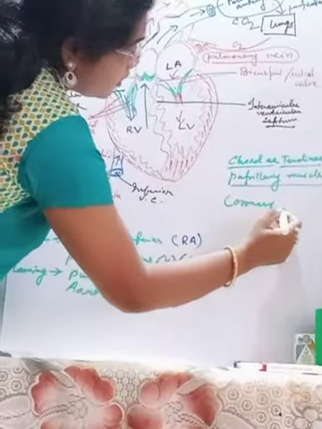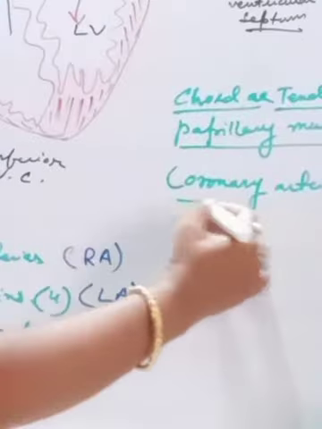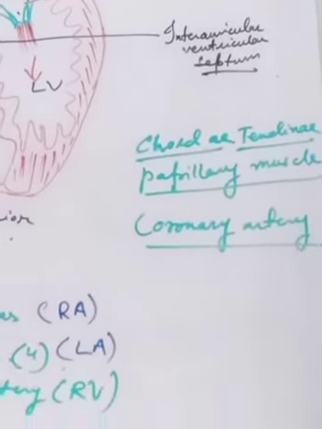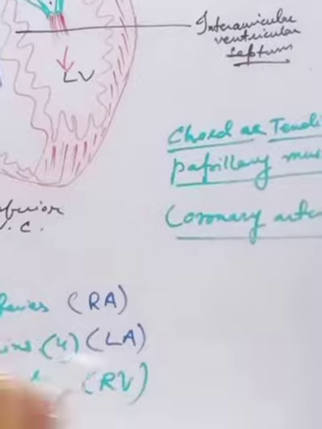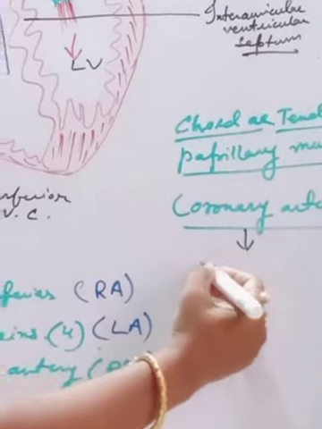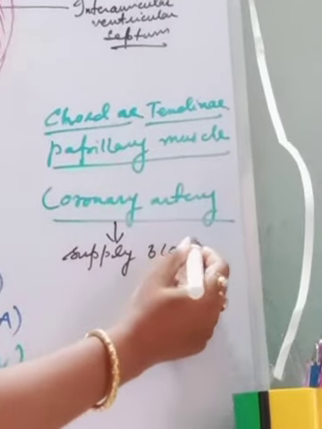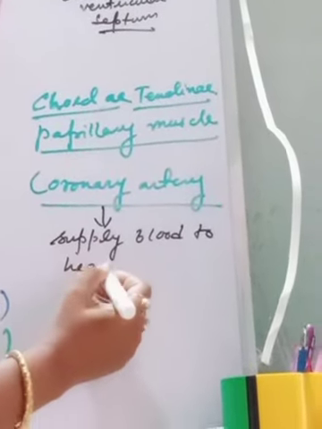coronary artery. What is the function of this coronary artery? These arteries supply blood to the muscles of the heart. Coronary arteries supply blood to heart muscles.